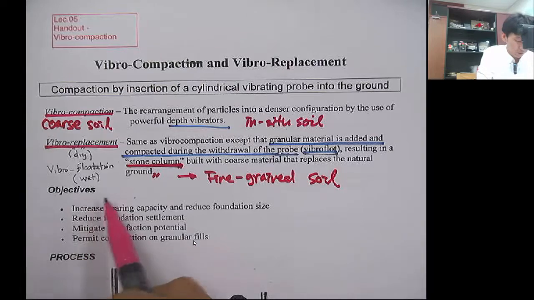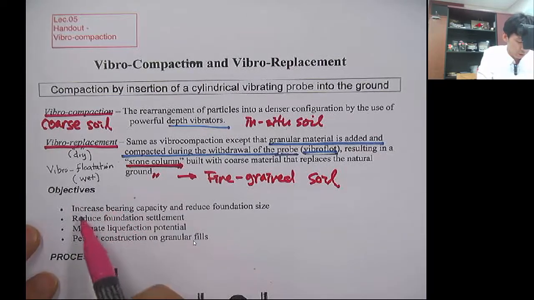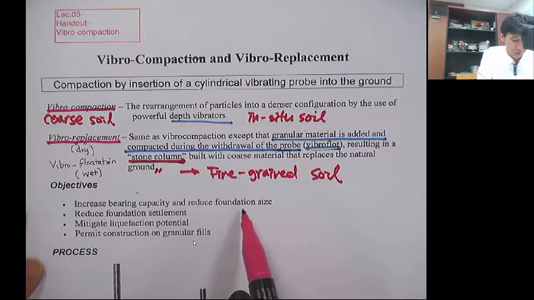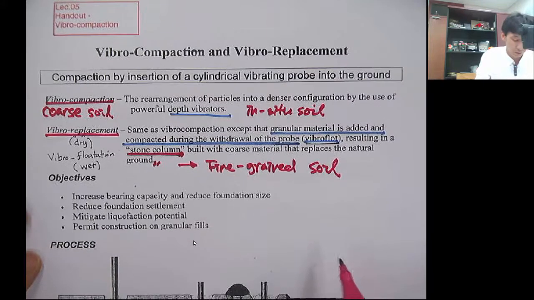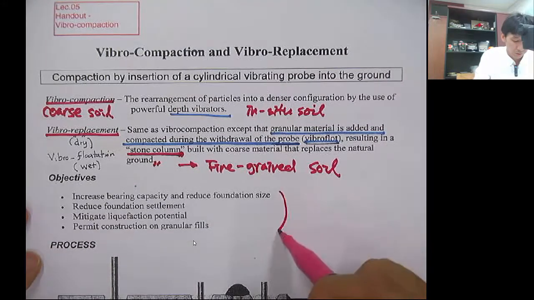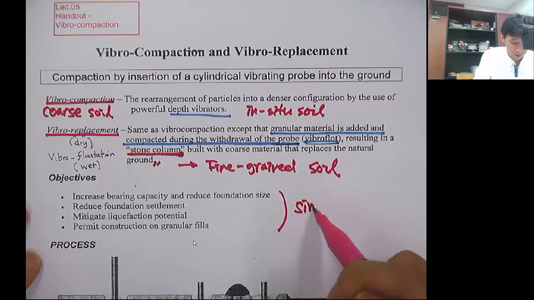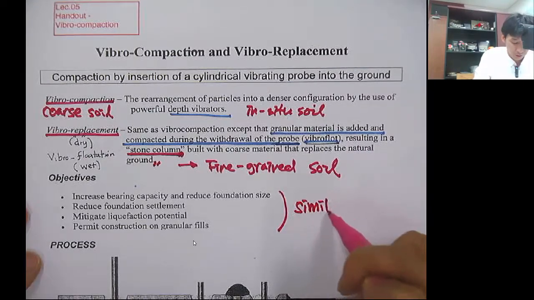And the objectives of these two methods are to increase bearing capacity, reduce the foundation size, reduce the foundation settlement, mitigate liquefaction potential, and permit the construction on granular fill. So pretty much the same as the deep dynamic compaction.